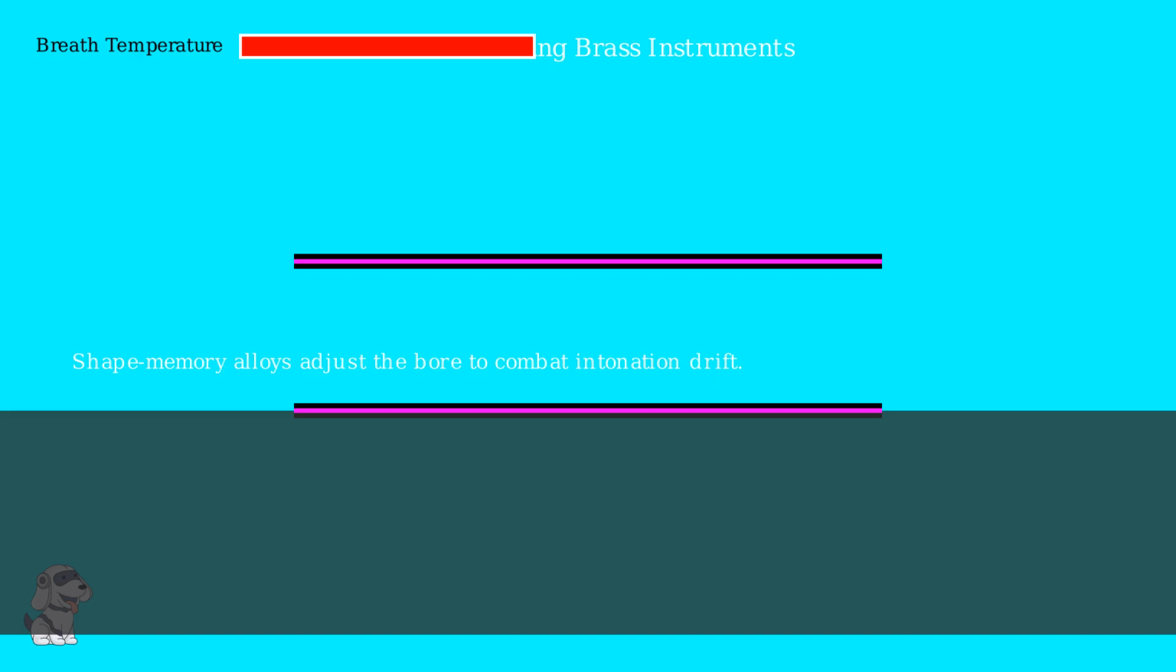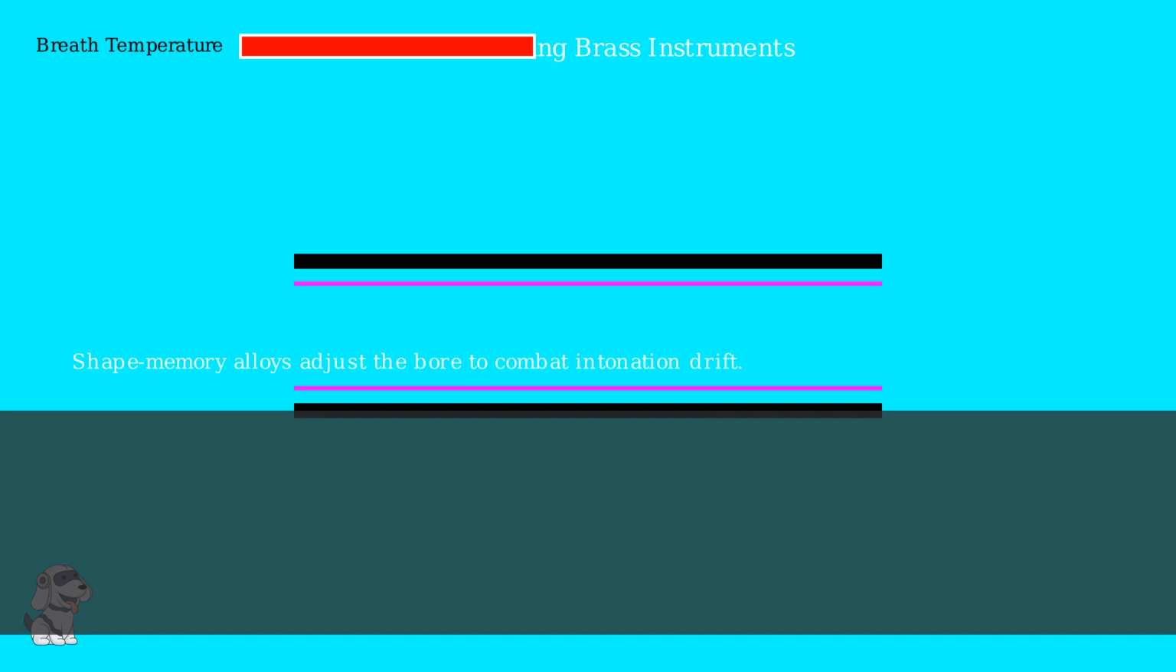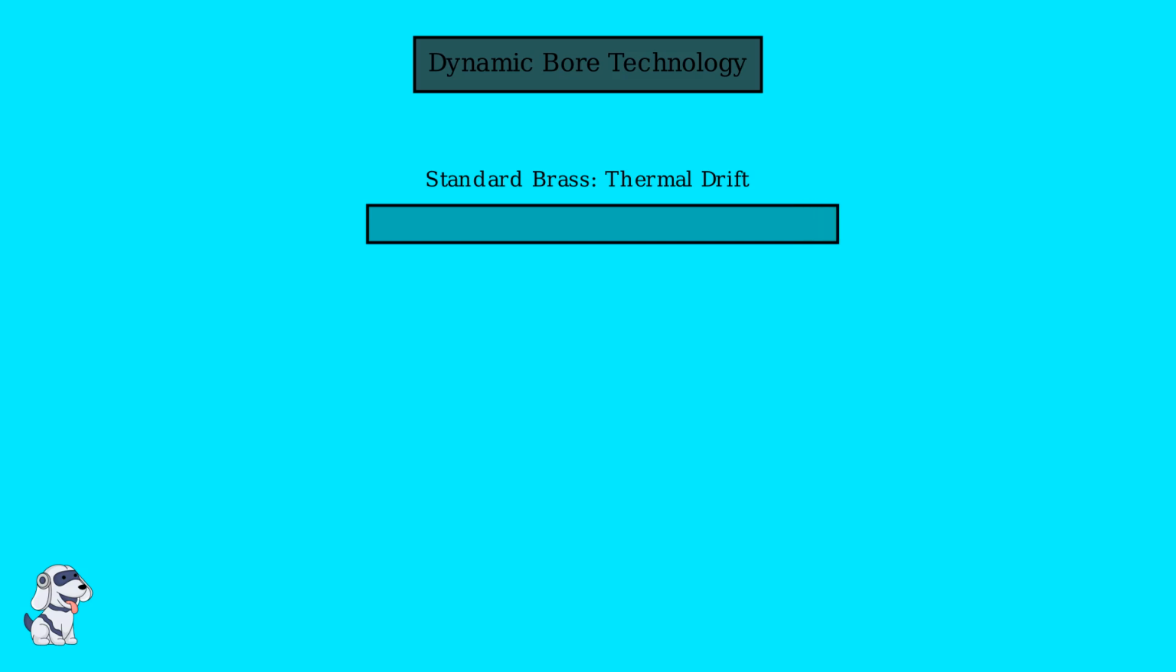As the temperature increases, the alloy automatically alters the internal diameter of the bore, compensating for the thermal expansion of the air column. This dynamic correction ensures the instrument remains in tune, regardless of how long or intensely it is played, maintaining orchestral intonation. Brass instruments often suffer from pitch drift due to thermal expansion.